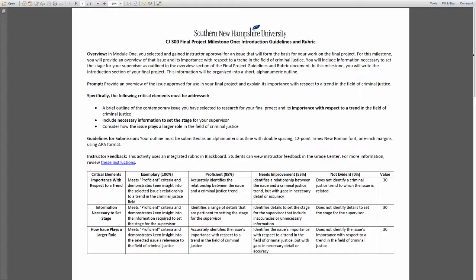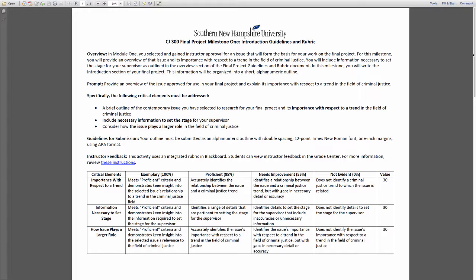Remember, in Module 1 you reviewed the final project and assignment, and you're working on a project to give to your supervisor so your supervisor can make presentations. Okay, so it has to be, how can you set the stage for your supervisor? Then you need an overview of the project guidelines and rubrics. Okay, in this milestone you'll write an introduction section for your final report, and this information will be organized into a short alphanumeric outline, and I'll show you that, but that is very, very important.